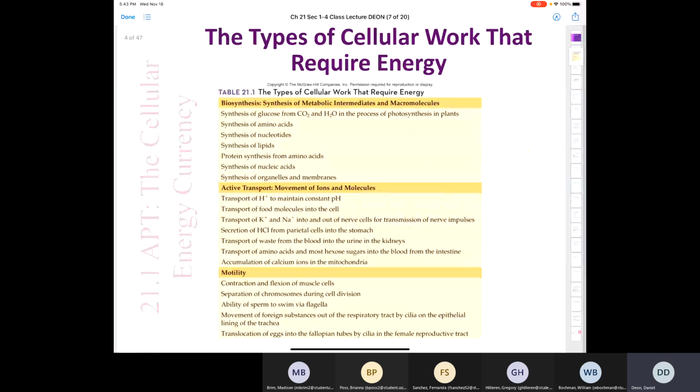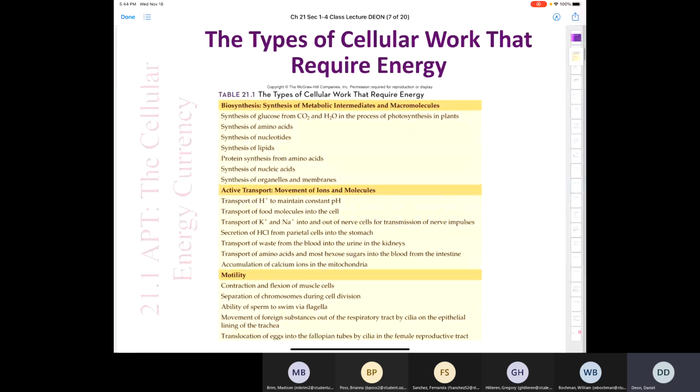Here are some of the types of cellular work that require energy, right? Why would we need energy? And I'm sure that all of you could come up with a few ideas. I'm going to highlight some of the ones that I think are really interesting with respect to biosynthesis. And I alluded to this during the last slide. Synthesis of glucose, right? How do plants make glucose? Well, they make it during photosynthesis from carbon dioxide and water. That's going to require energy, right?